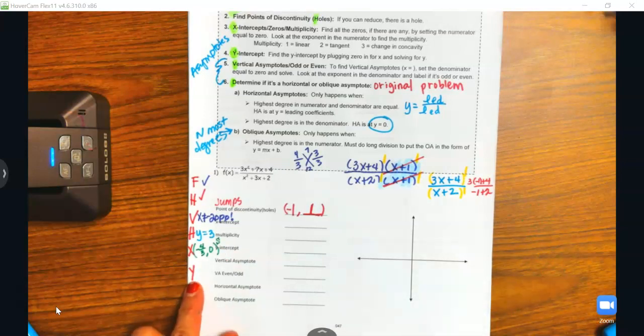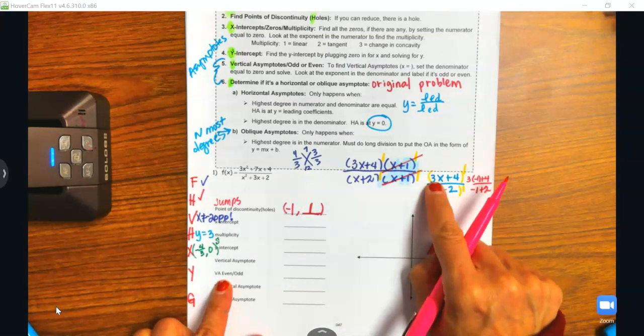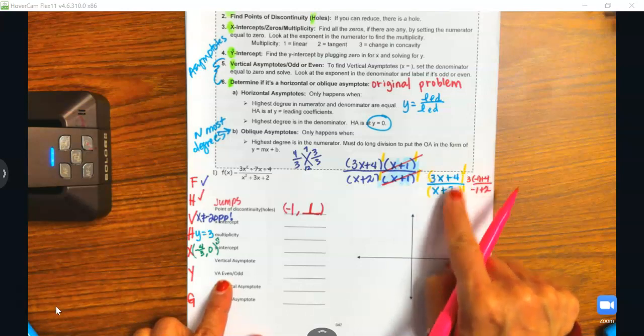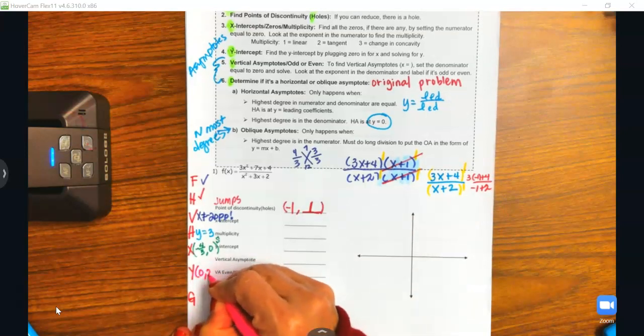All right, let's go ahead and talk about the y-intercept. So for the y-intercept, we're just going to plug in zeros right here. 3x wipes out, so does the letter x. You're just left with 4 divided by 2. 4 divided by 2 is just 2.